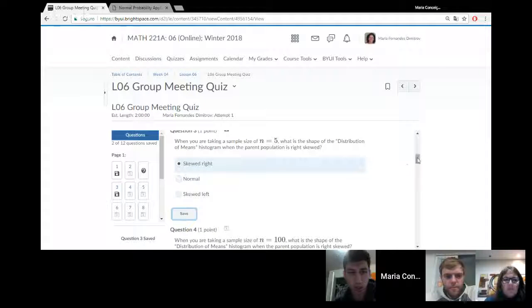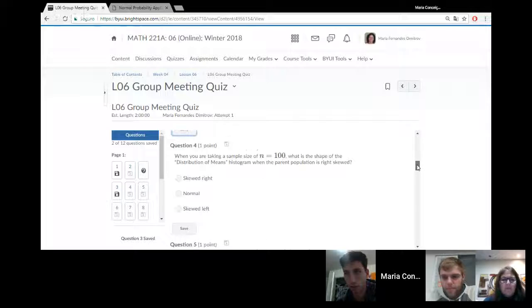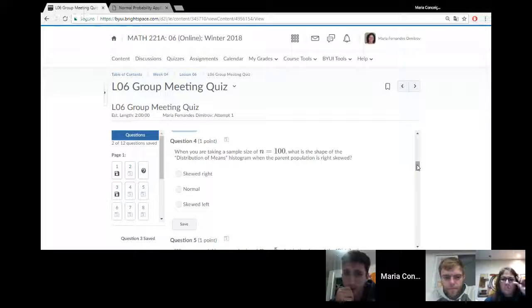Okay. So when you are taking a sample size of 100, what is the shape of the distribution of means? It's normal. Right, because it's a higher sample, more than 30.